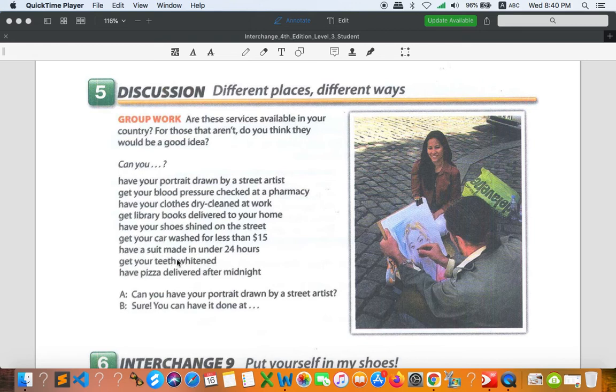Can you get your teeth whitened? Yeah. Can you have pizza delivered after midnight? Of course not. We don't have this kind of service. All right, so you probably feel like it's so strange to ask this kind of question, right? But of course, there are some services like this available in our country, just like having your shoes shined on the street. It's about 2,000 riyals, sometimes $1 for the kid, and dry cleaning clothes at work, no, things like that.